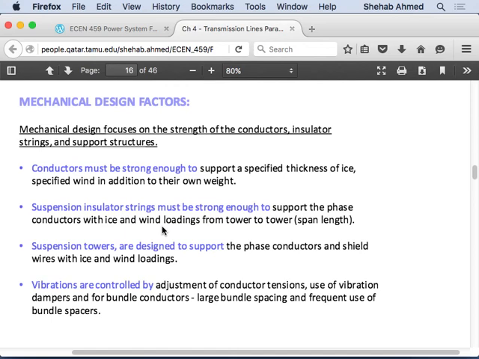And we said that the strength of the conductor and the insulating material and the insulator stack will sort of define the span between the towers. So it's very important to be able to select and optimize the span of the tower and select proper conductors and insulators.